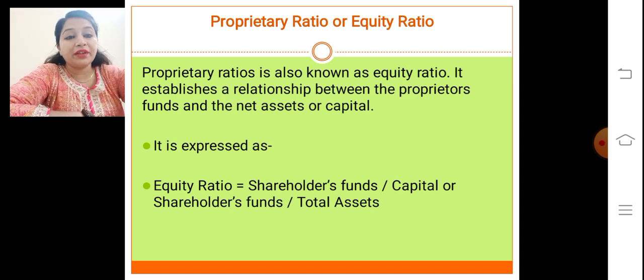Next is proprietary ratio, and the other name is equity ratio. This is the second ratio of solvency ratio. It establishes a relationship between the proprietor's fund and net assets or capital. It is expressed as shareholders' fund upon capital, or shareholders' fund upon total assets. These are the two formulas to calculate proprietary ratio.